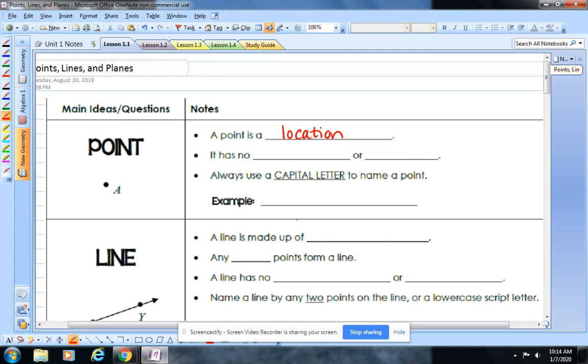Now, a point has no size or shape. It's just a tiny little speck of a spot in space. It has no size, no shape, no dimension, nothing. Okay? Now, on our symbol sheet, I want you to go across.